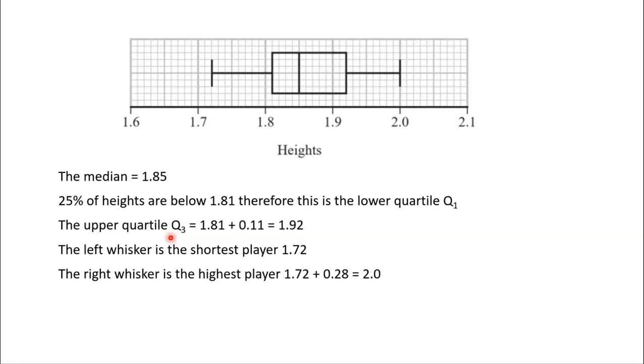The upper quartile, Q3, is the lower quartile plus the range. The range was 0.11, so the upper quartile must be 1.92. The left whisker is the shortest player, 1.72. We were given this number. And the right whisker, the tallest player, will be 1.72 plus the range, which was 0.28. So it's 2.0, which is here.